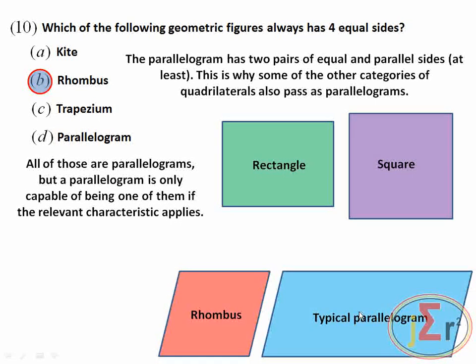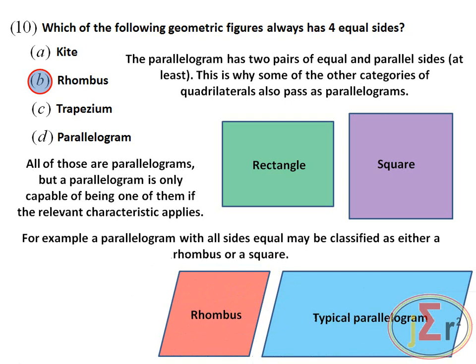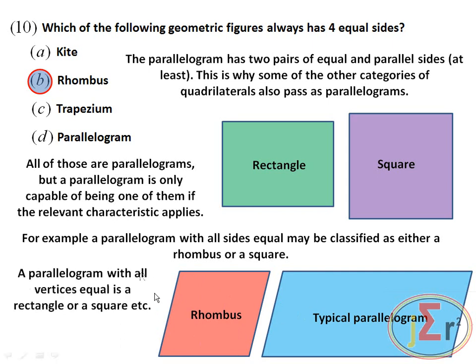All of those are parallelograms, but a parallelogram is only capable of being one of them if the relevant characteristic applies. For example, a parallelogram with all sides equal may be classified as either a rhombus or a square. A parallelogram with all vertices equal is a rectangle or a square. With all vertices equal, they are going to be equal to 90 degrees each. They may be classified as a square or a rectangle. So those are also parallelograms.